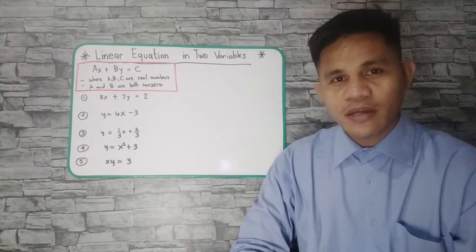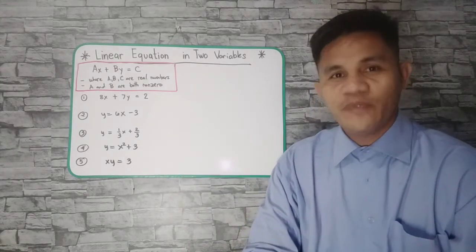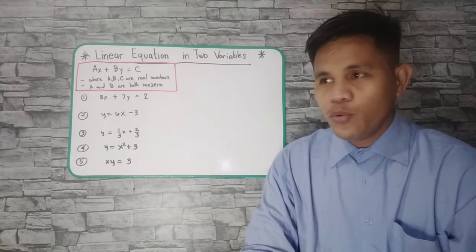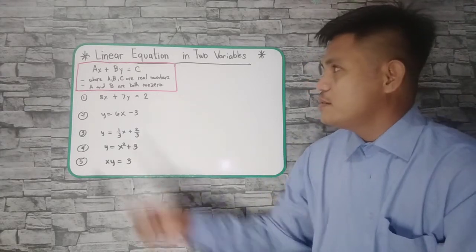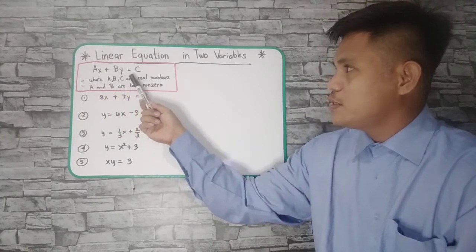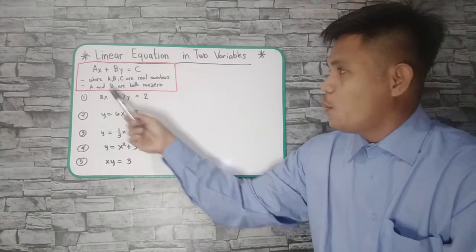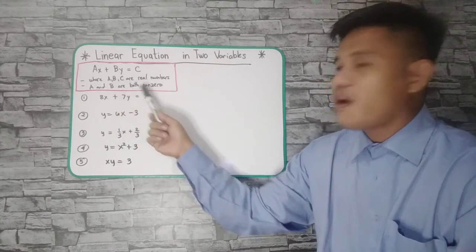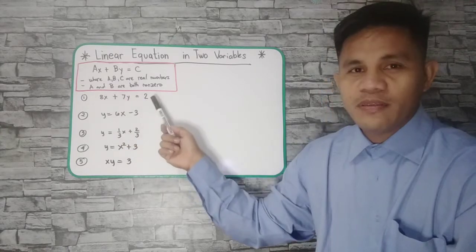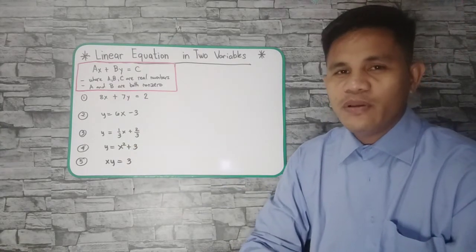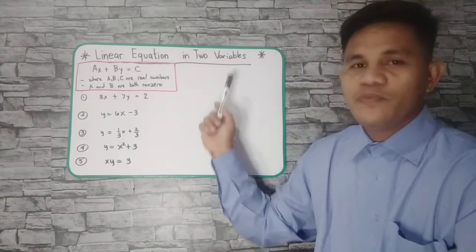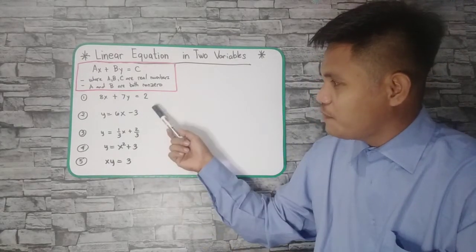Our topic for today is all about linear equations in two variables. When we are talking about linear equations in two variables, we are talking about the standard form, which can be written as ax plus by is equal to c, where a, b, and c are real numbers and a and b are both non-zero.